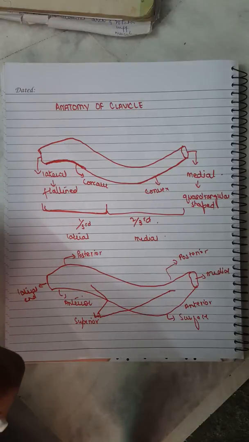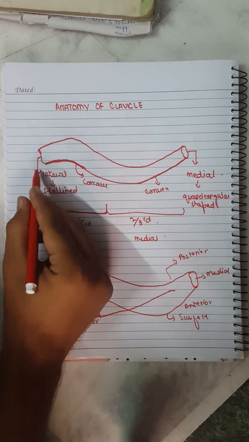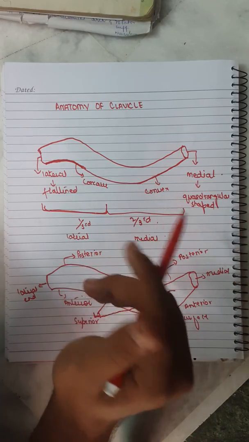Now, today we are going to discuss the anatomy of the clavicle. The clavicle, as we have discussed, is a long bone. The definition of a long bone is a bone which contains two heads and a shaft. Since the clavicle contains two heads and a shaft, it is called a long bone.